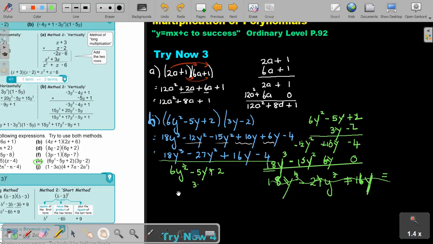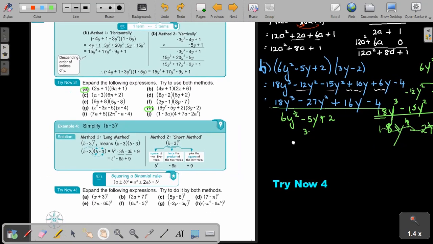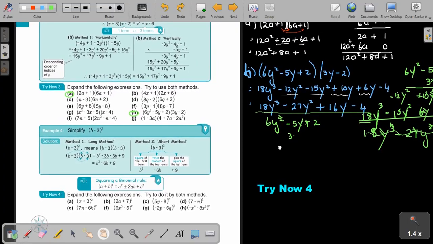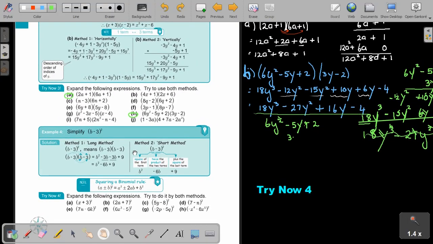Okay, I want to end up this video by showing you a final thing. And this is very important. It's actually a method which we use. If we see that the brackets are exactly the same, then we can write it like this and just write a square. So basically, I can do it the long method, but I want to show you the short method. Because a lot of learners just say b squared minus 9, and that's incorrect.